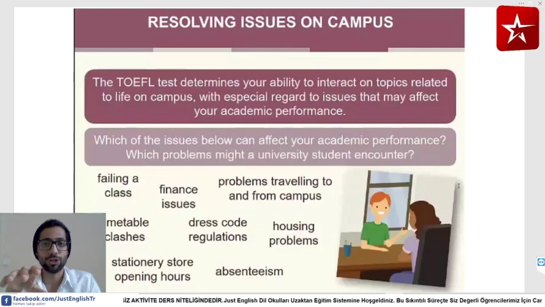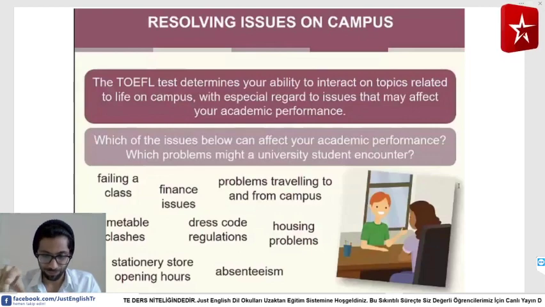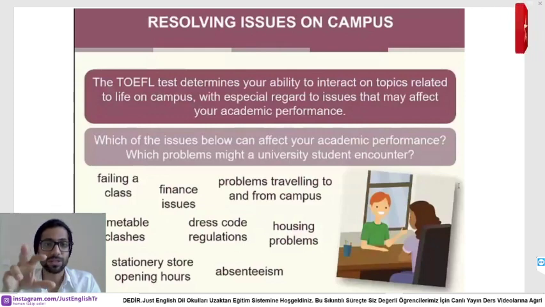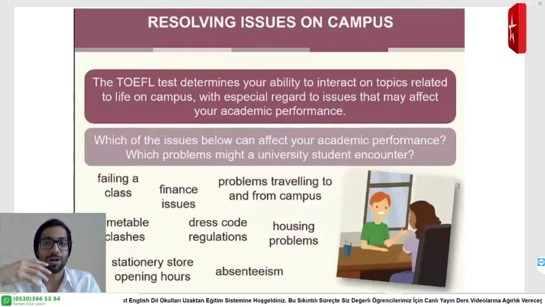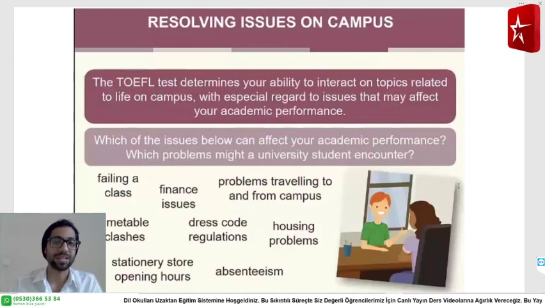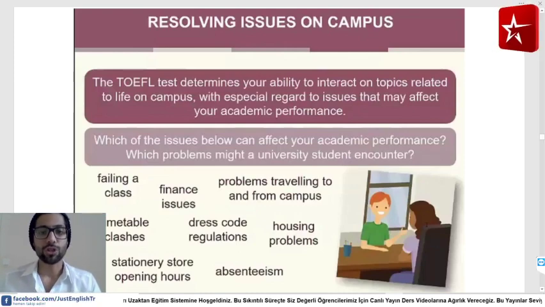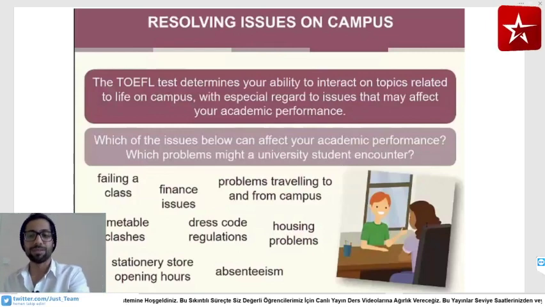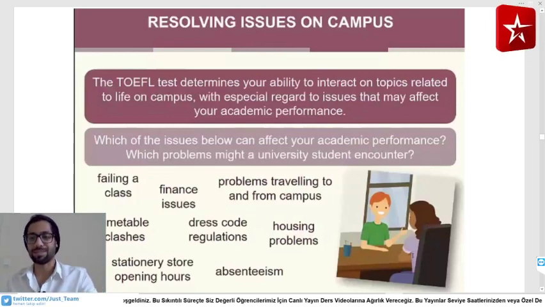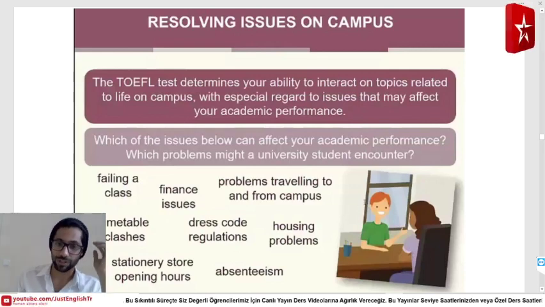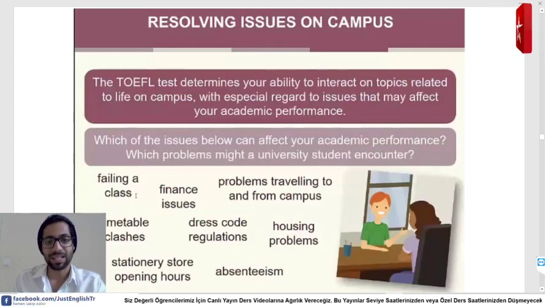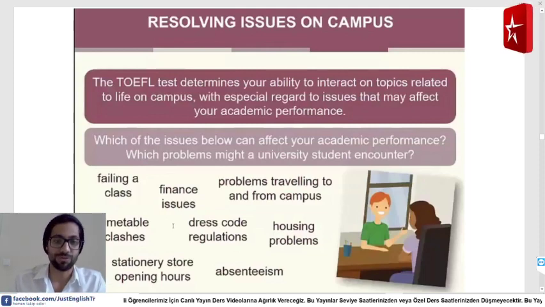Here, resolving issues on Canvas. I believe that's question 4 or 5. The test determines your ability to interact with topics related to life in Canvas. There are so many issues that might affect your academic performance, your academic progress in your university. For example, failing a class, finance issues, money.